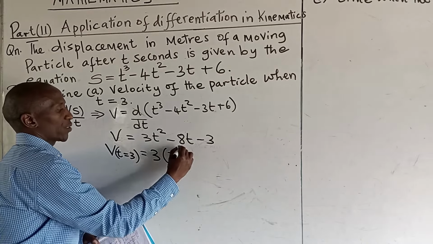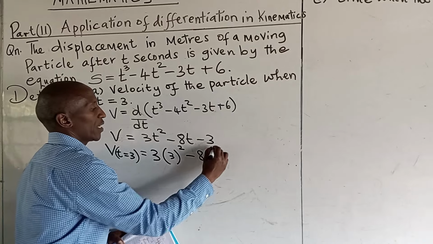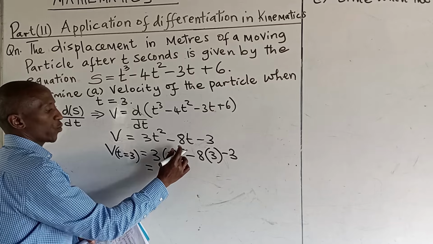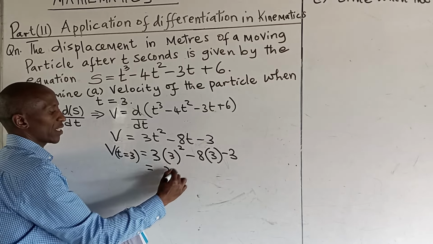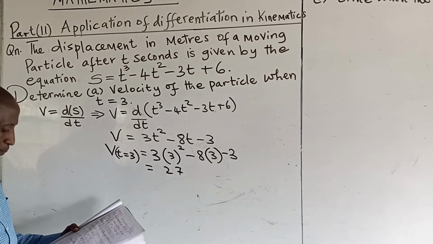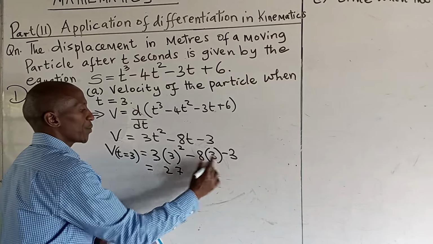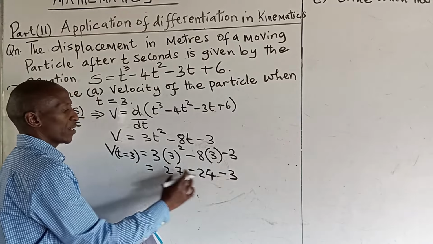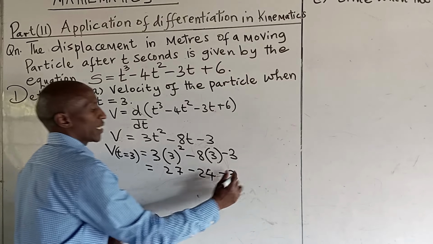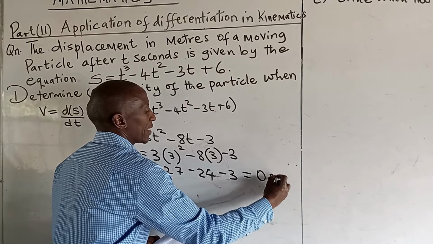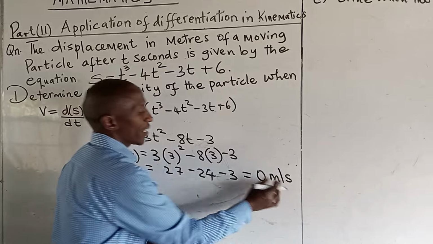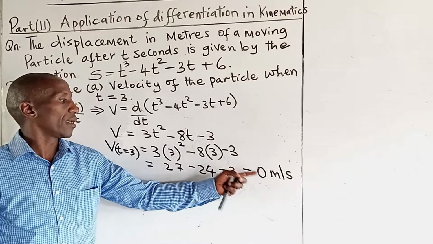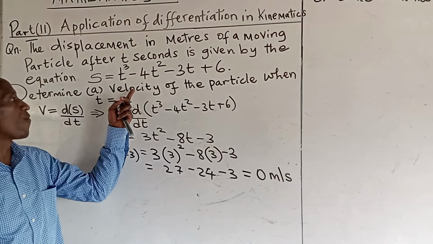We put a 3: 3 times 3 squared minus 8 times 3 minus 3. What do you get? 3 squared gives you 9, so this is 27. 8 times 3 is 24, minus 3. So you get 27 minus 24 is 3. 3 minus 3 gives you 0 meters per second. Here it is important to note the way we put our units. It is meters per second for velocity.